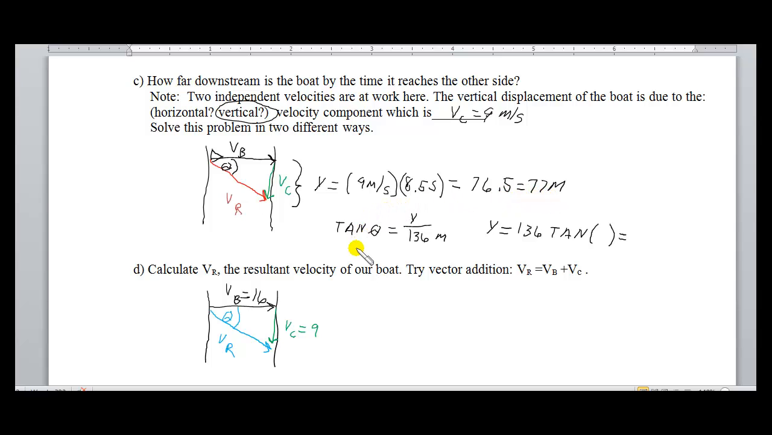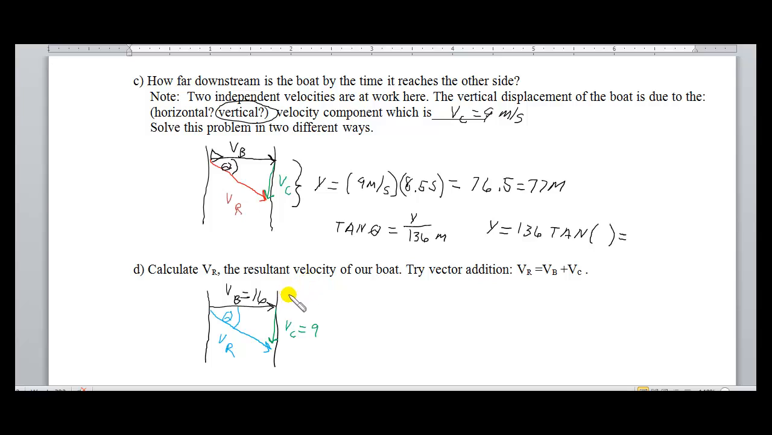Now the other way to solve this problem is to use the tangent. The tangent of this angle is the opposite over the adjacent, and the opposite side is what we're looking for, that vertical displacement y. The adjacent is the width of the river, which is 136 meters. Solving for y, we get 136 times the tangent of that angle. We need to figure out what that angle is right here.